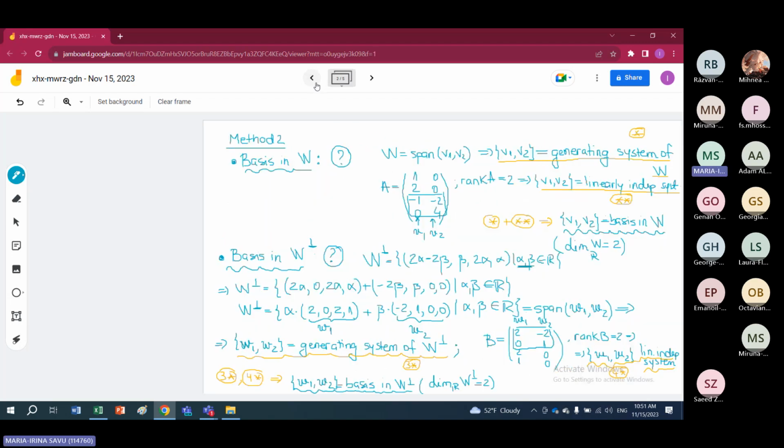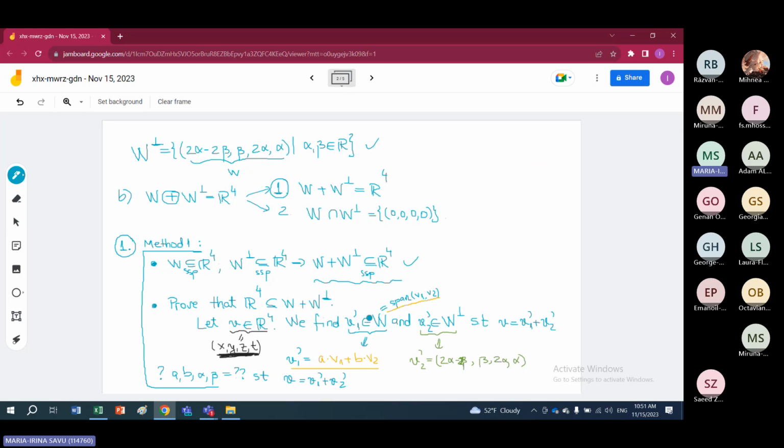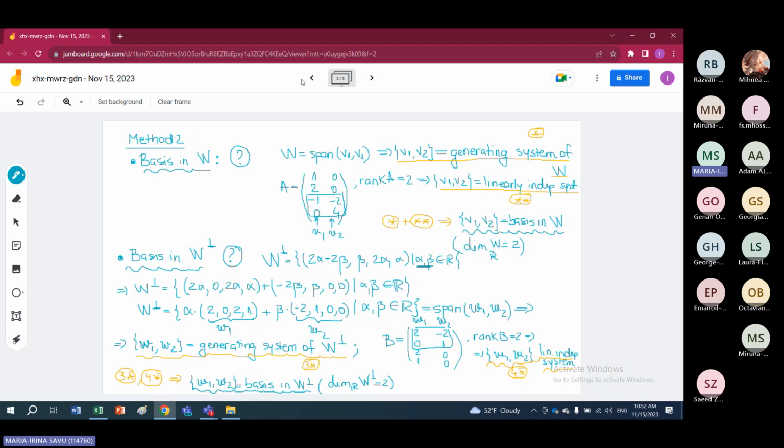When you are using method 1, you will have a lot of computations to do, because you have to solve a 4 by 4 system and you have to express all these unknowns a, b, alpha, and beta using x, y, z, t. So it will take you a lot of time to solve it, and you can make mistakes in your computations. Try to use the method you like the most. But for me, I prefer the second method.